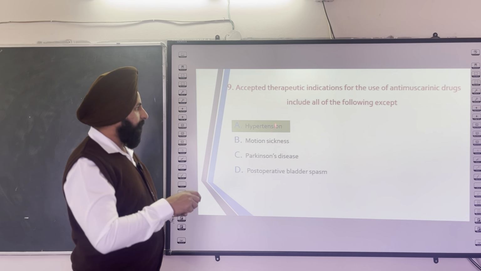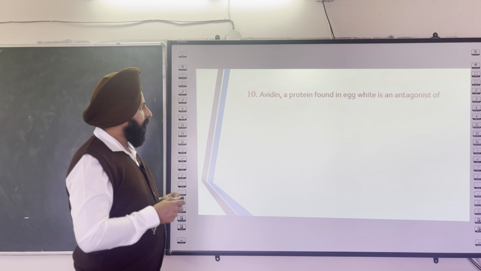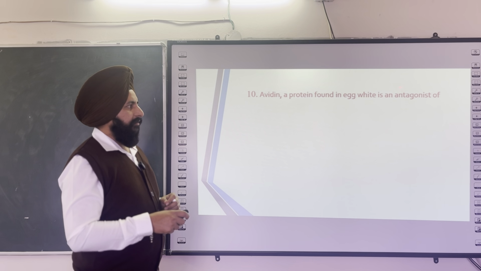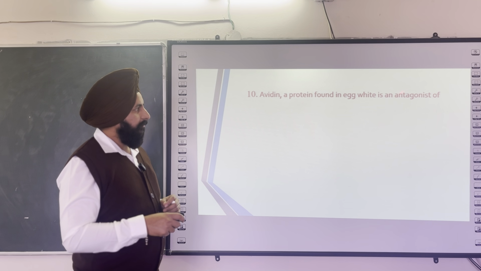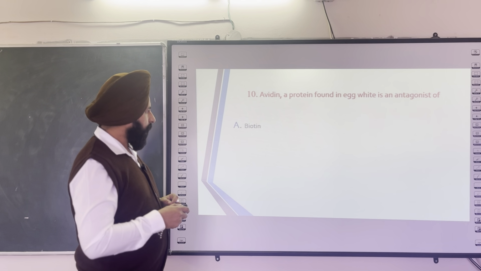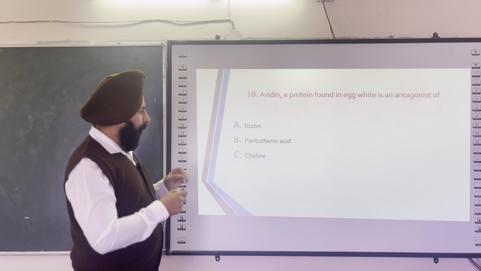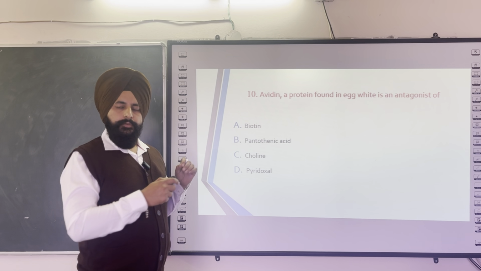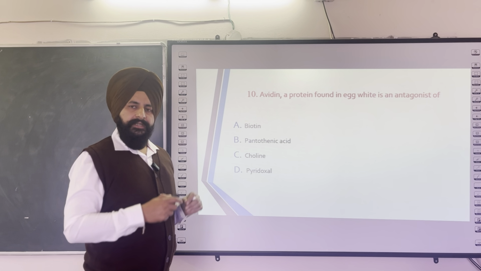The next question for this GPAT series in the Pharma learning channel is, avidin, a protein found in the egg white area of the egg, is an antagonist of biotin, pantothenic acid, choline, and pyridoxal. So you choose the correct answer for this question. The correct answer is biotin.